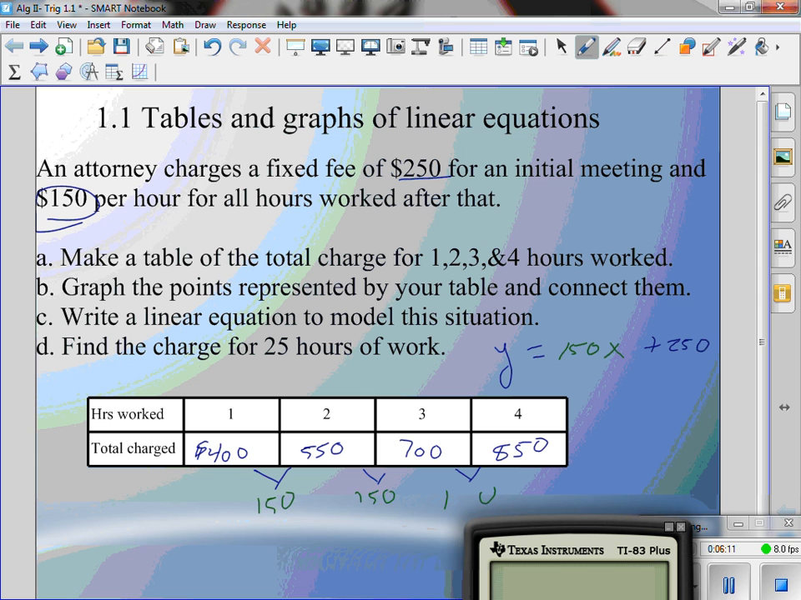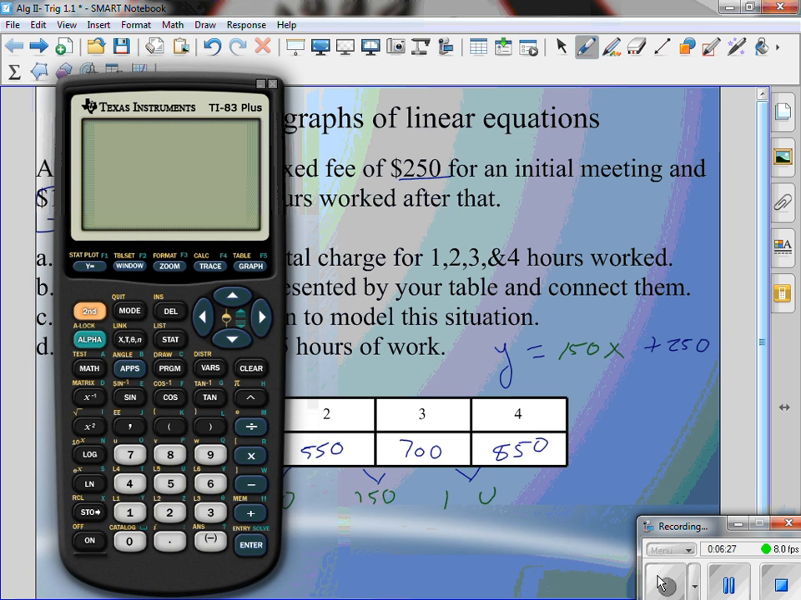Now that we have the equation, can you tell me how much money it's going to cost for the lawyer to work 25 hours for me? Can you figure it out? I want you to figure it out. I'm not expecting everyone in here to do long division by hand. I see everyone in here using calculators. That's what they're there for. How do I use the calculator to help me out?